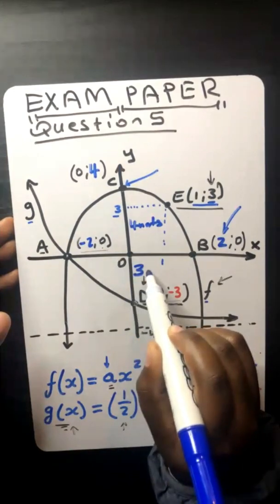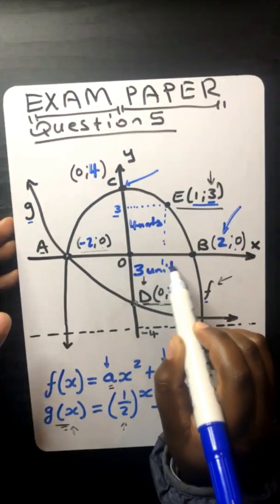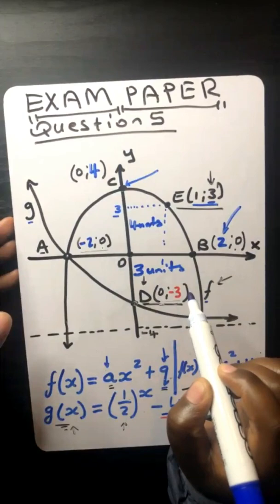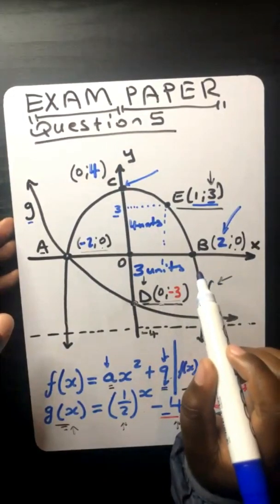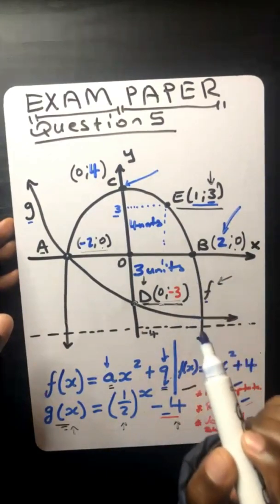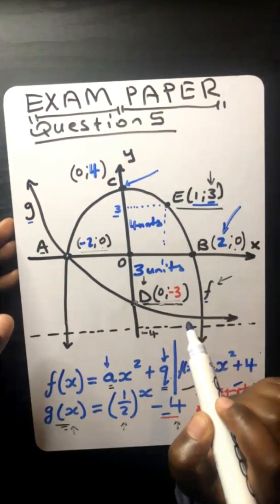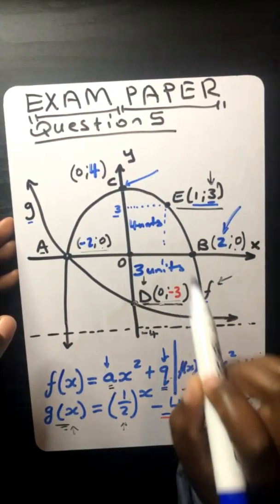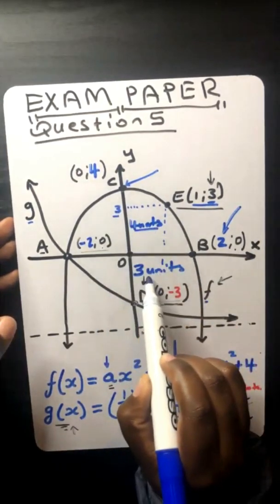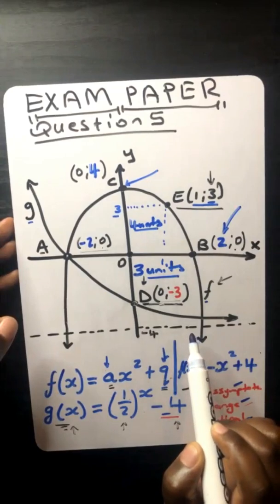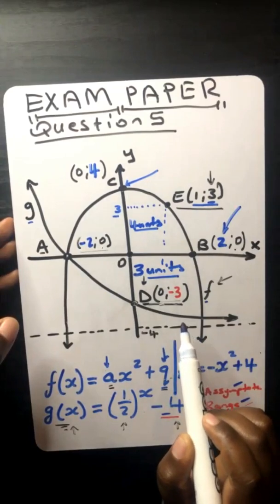So, ladies and gentlemen, it's 3 units. And the reason is that distance is never negative. Distance is always positive. Then you can now say the distance from C to D is actually that plus that, being 7 units. So that is how you score yourself 2 marks.